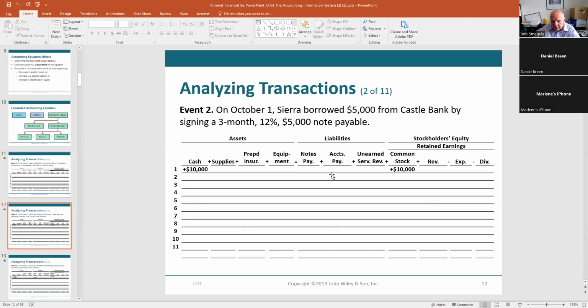Assets equal liabilities plus equity. The next transaction, Sierra borrowed $5,000 and they signed a 3-month 12% note. That means that they're going to have to pay 12% interest annualized for this note. That's a note payable. So what's going to happen? Cash goes up 5,000. So does this liability. Cash went up, and now we owe $5,000 to this lender.